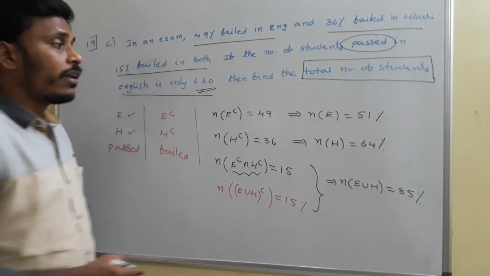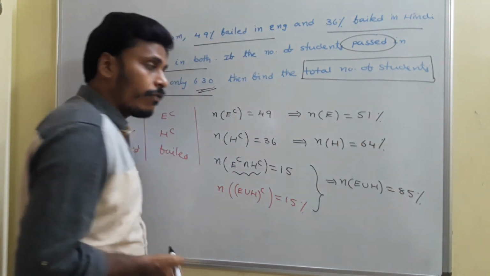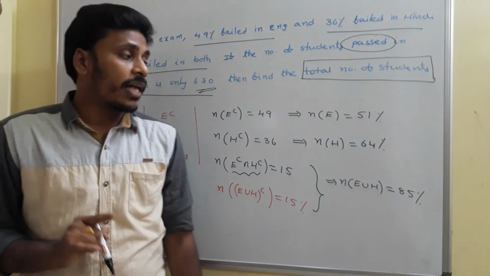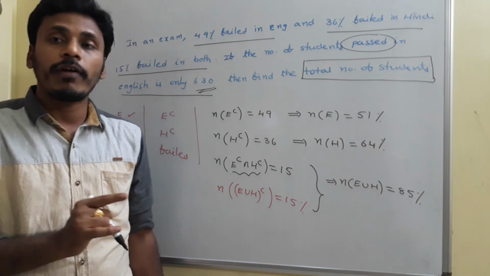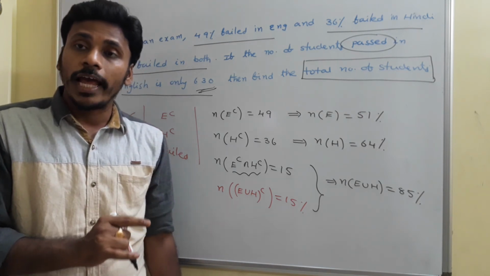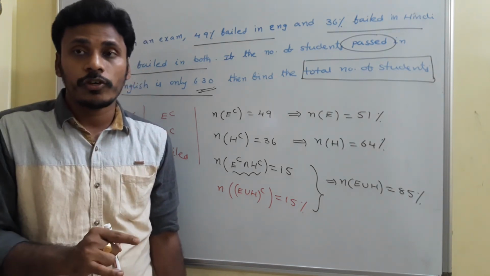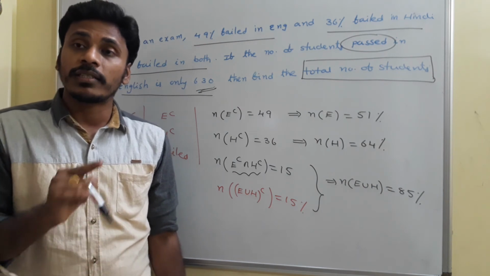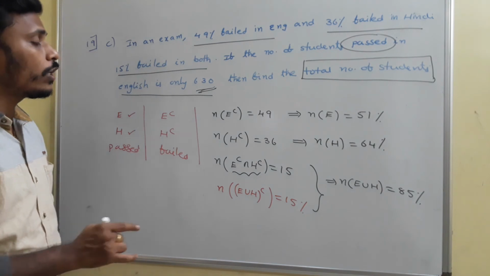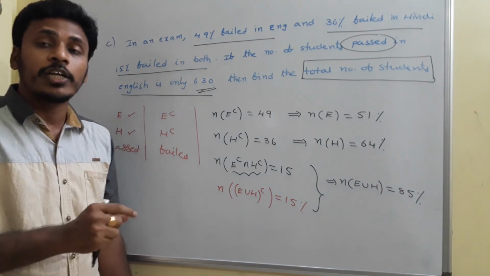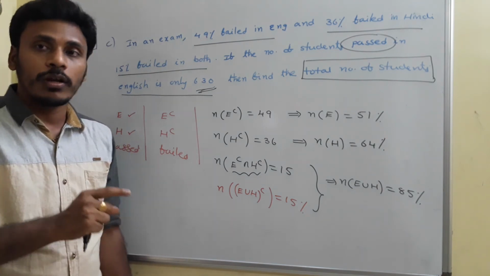Now at the end, we have N of E as 51%, N of H as 64%, N of E union H as 85%. From there, we need to calculate N of E intersection H, and then we need to calculate the percentage of students corresponding to English only. After that, you need to equalize that percentage to 630 to find the total number of students.